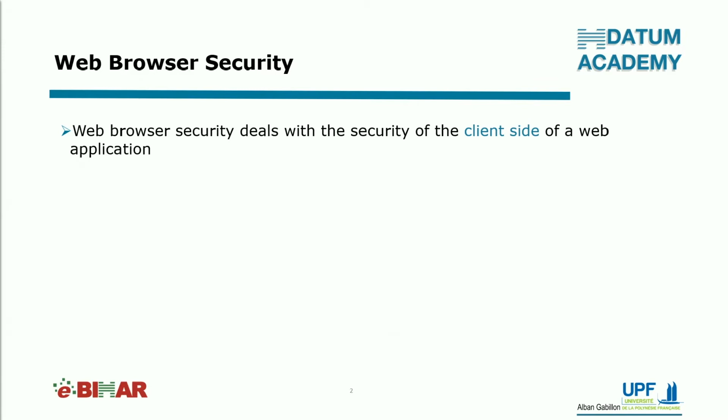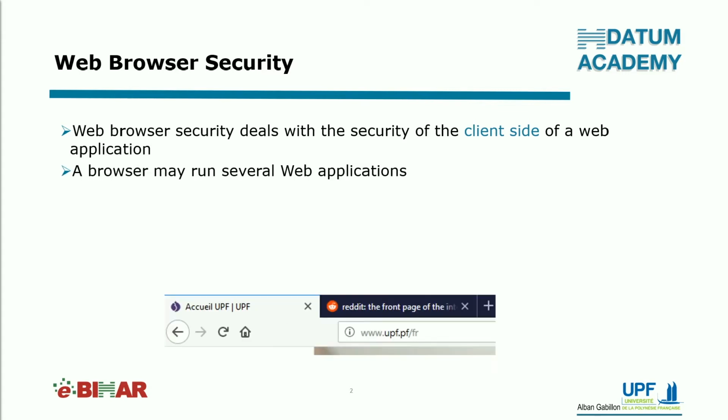Web browser security, as the name implies, is about security on the client side of a web application. As you know, a browser can run multiple web applications. For example, here's an overview of my browser that is connected to two applications. One is my university's web application. The other is the Reddit application. And there is a tab for each application.